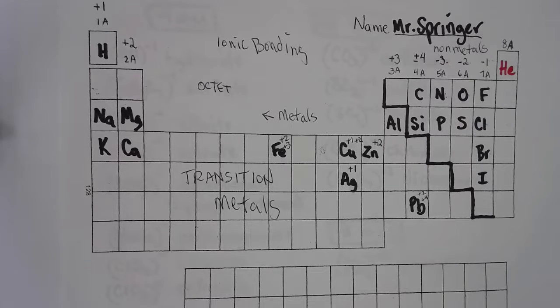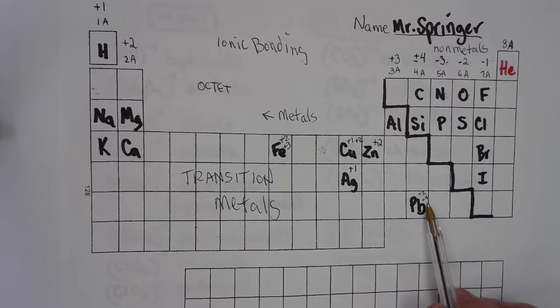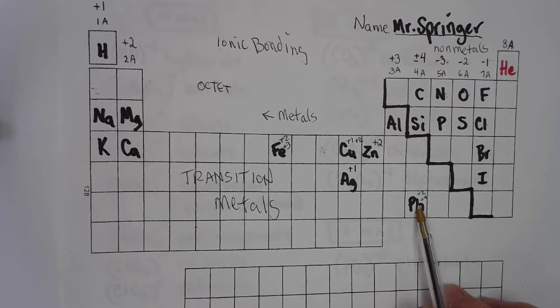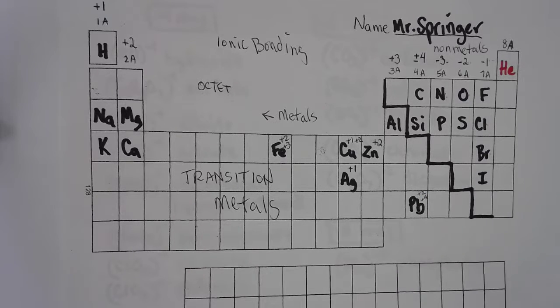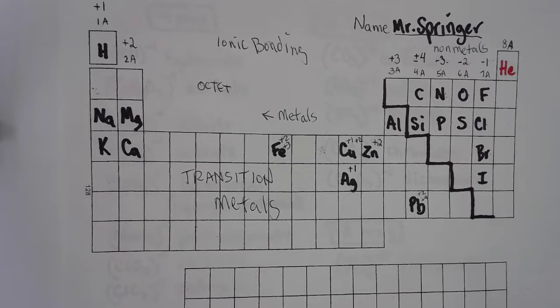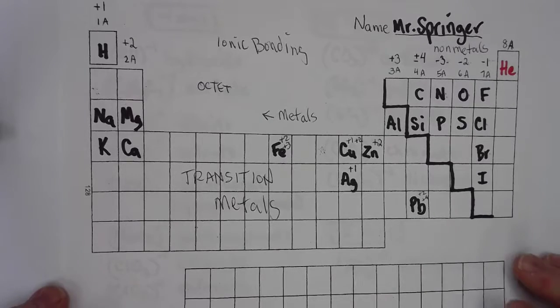I have changed this if you watched videos in the past. Lead acts sort of like a transition metal in that it can frequently be a +2 or a +4 charge, and so I've made that adjustment. It really doesn't play any role in today's video, but it is something that I've changed since last time.